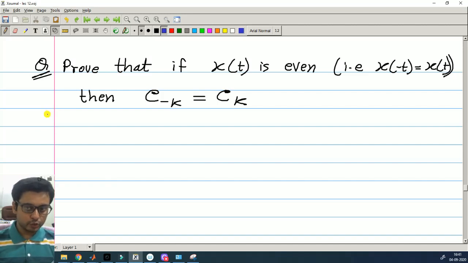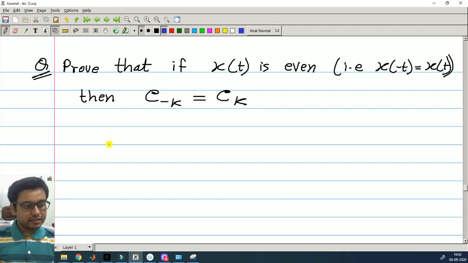We shall finish today's class after solving one or two example problems. So here is the first question. Prove that if x(t) is an even signal, that means x(-t) is equal to x(t), then c(-k) will be equal to c(k). So that means these coefficients will also be an even function of the index k.